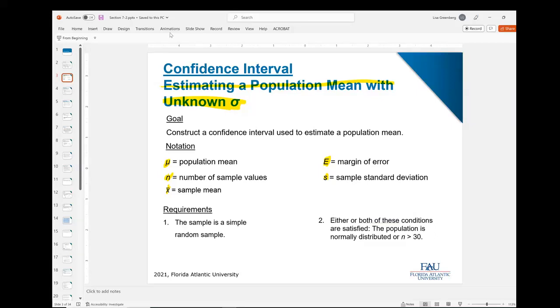And what are the requirements? Basically, the requirements are the same requirements that we had for the central limit theorem. The sample is a simple random sample, and either or both of these conditions are satisfied. The population is normally distributed, or, well, it could be both. Then n, which is the number of sample values, is greater than 30.